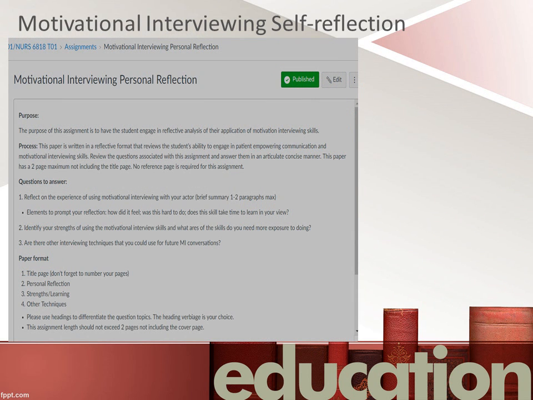The next element is the motivational interviewing self-reflection paper. And this one is a paper that is 1 to 2 pages, no longer than that. There is no reference page. You do need a title page. And you're going to be addressing the elements that you engaged in your motivational interviewing recording.